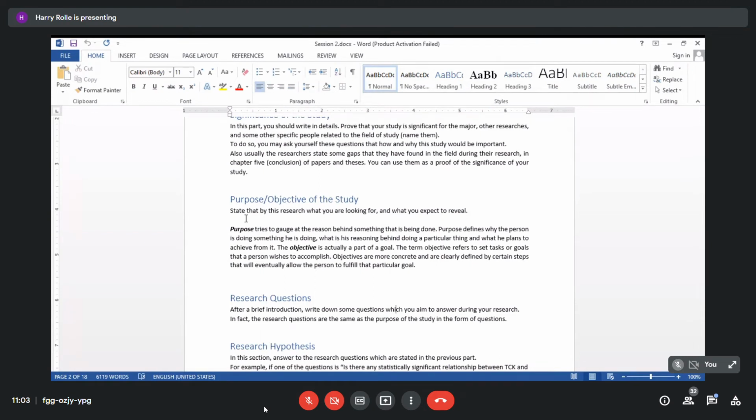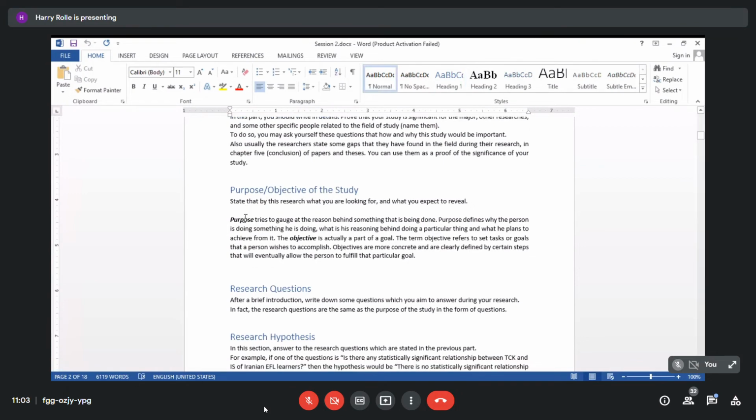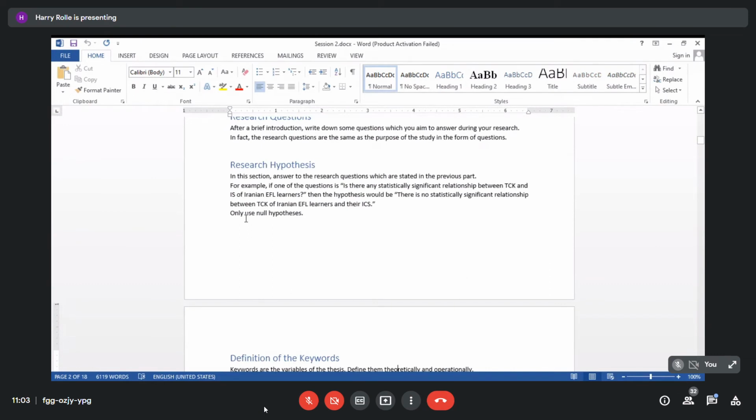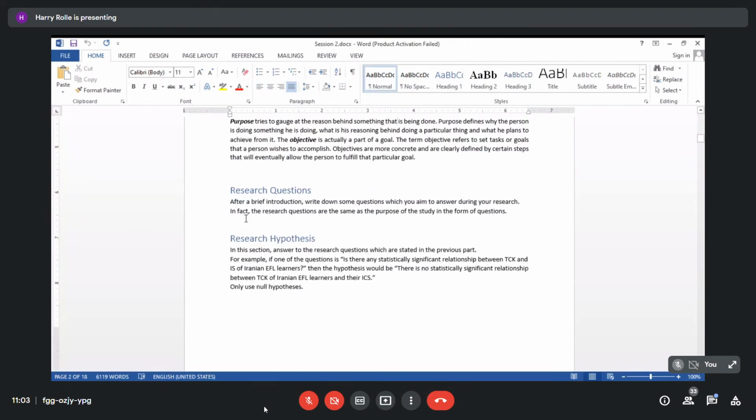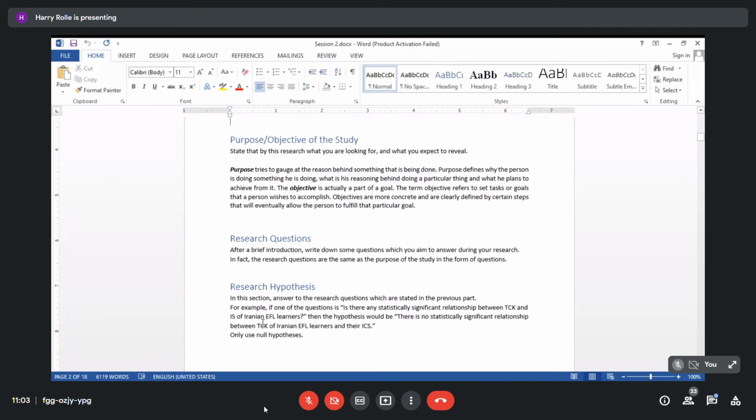Next, we have here the research questions. After a brief introduction, write down some questions which you aim to answer during your research. In fact, the research questions are the same as the purpose of the study in the form of a question. So sabi nila dito, yung question daw is parang purpose of the study. Pero sabi ni Mamayet, there is a big difference between research question and research objective.